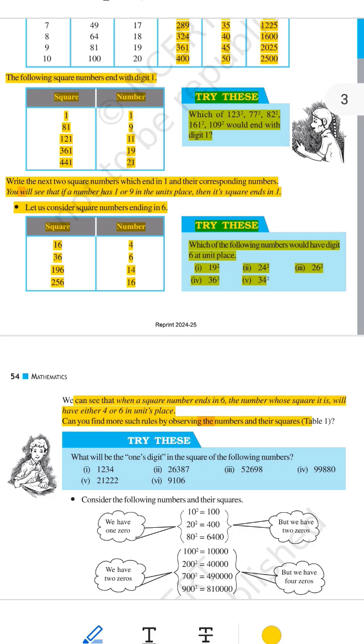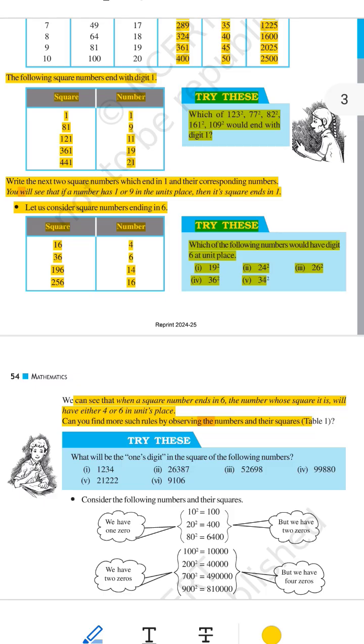7. Complete pattern for last digits of squares. Let's find what happens with each digit 0 to 9. Numbers ending with 0: 0 times 0 equals 0, square ends with 0. Numbers ending with 1: 1 times 1 equals 1, square ends with 1. Numbers ending with 2: 2 times 2 equals 4, square ends with 4. Numbers ending with 3: 3 times 3 equals 9, square ends with 9. With 4: 4 times 4 equals 16, ends with 6.